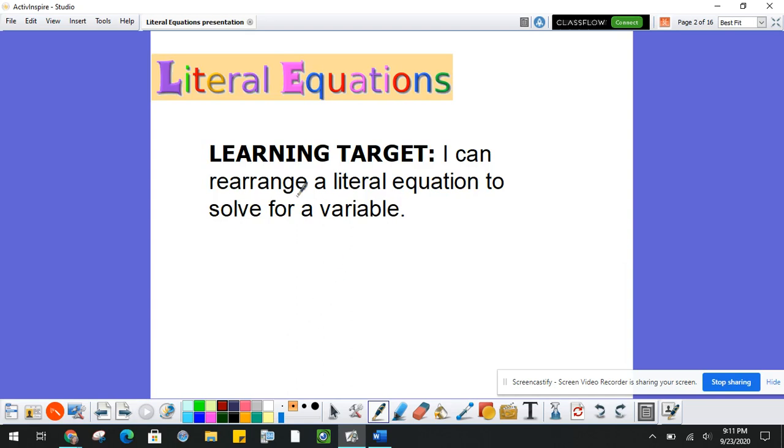So before we get too far into it, I need you to pause the video and write today's date with this title, Literal Equations, and the learning target that you should be able to do when you finish this video is to rearrange a literal equation to solve for a variable. So take a moment and write that down and then restart the video.